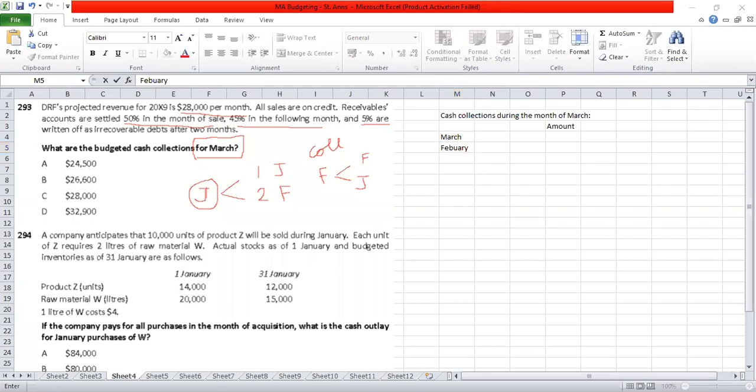So 50% is how much? 14,000. What is the month of sale, ma'am? Ma'am, can you explain this point once again, please? Ma'am, this January and February, can we expect the January collection in the month of March also? Let's not take January, February. Let's take March only. If we are talking about March, 50% in the same month of sale. What is the month of sale here?